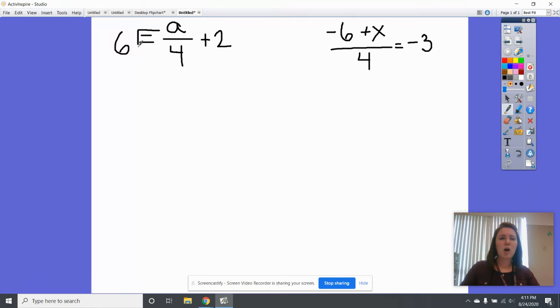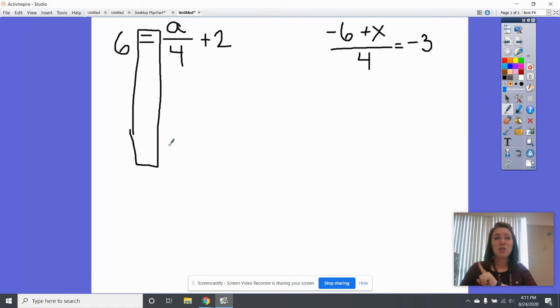I always like to draw a wall to help me remember that whatever I do on one side of my equal sign, I also have to do on the other side of my equal sign as well. So if I want to get rid of this plus 2, I have to do the opposite operation, which means I have to undo the 2. So in order to undo the 2, the opposite of a plus 2 is a minus 2. And if I do it on one side of my wall, I have to do it on the other side of my wall also.